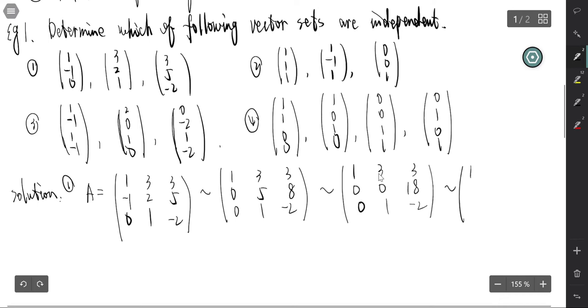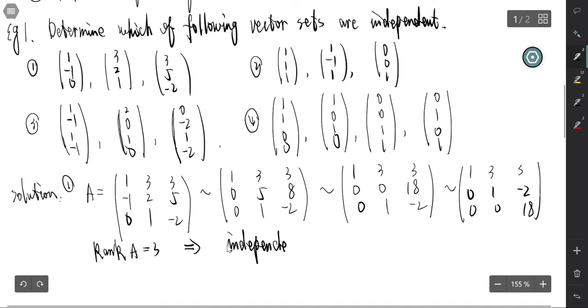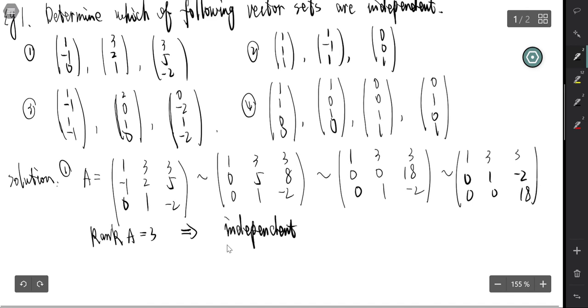Exchange the second and third rows. It's 0, 1, -2, 0, 0, oh, that's positive 18. So the rank of A equals 3, and the number of vectors is also 3, so it's linearly independent. The vector set is linearly independent.